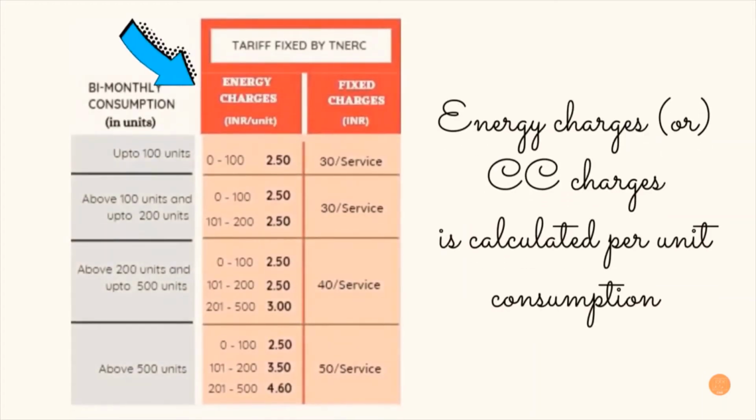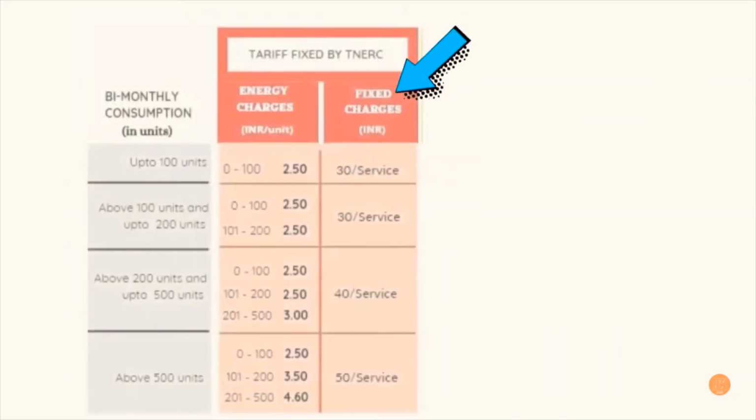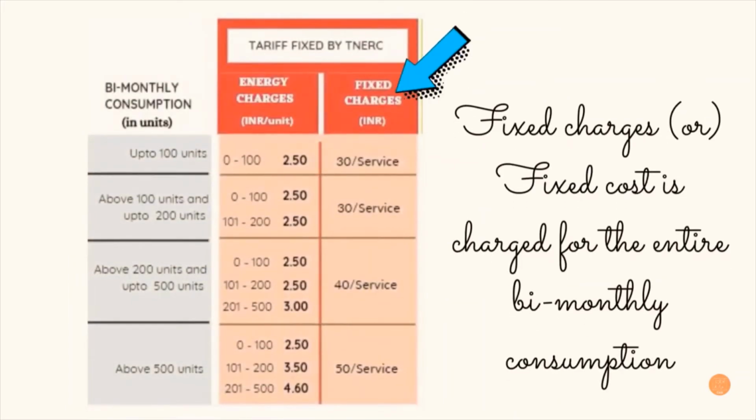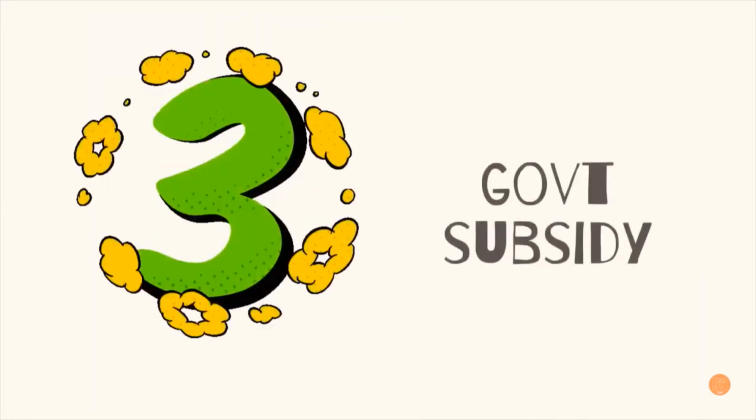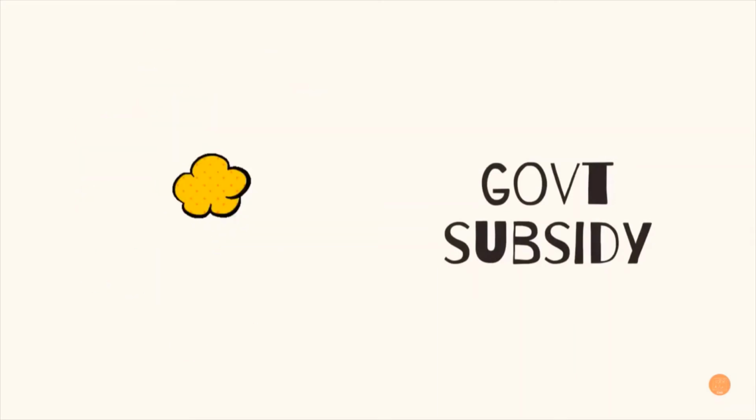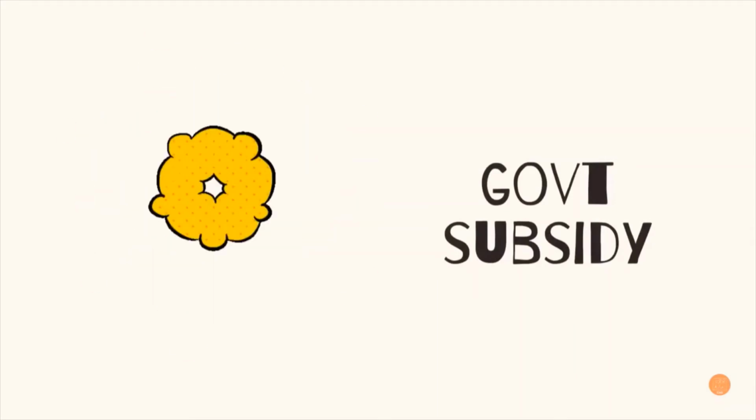Energy charges are calculated per unit consumption according to the various slab categories, and this is reflected in our electricity bill as CC charges or current consumption charges. On the other hand, fixed charges are charged for the entire bi-monthly consumption, again according to the various slab categories. This charge is reflected as fixed cost in your electricity bill. A certain amount of government subsidy is applicable on both these charges.